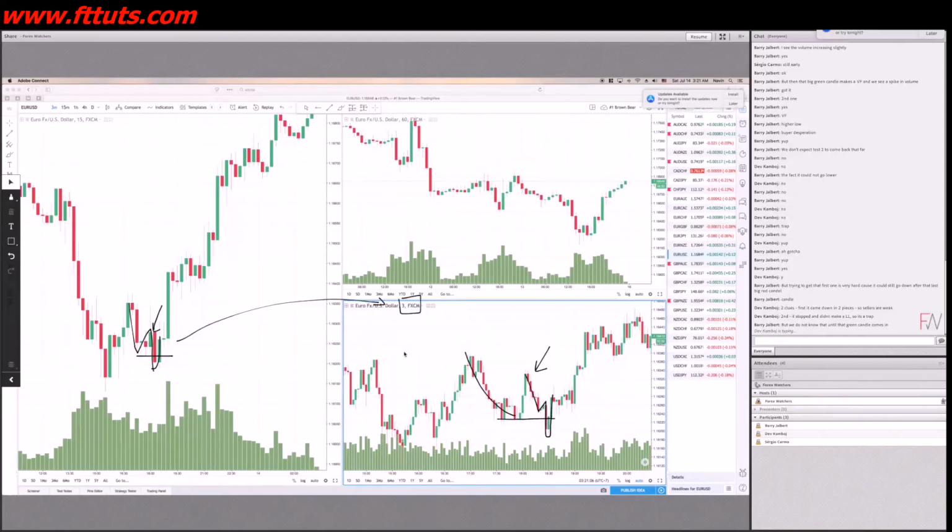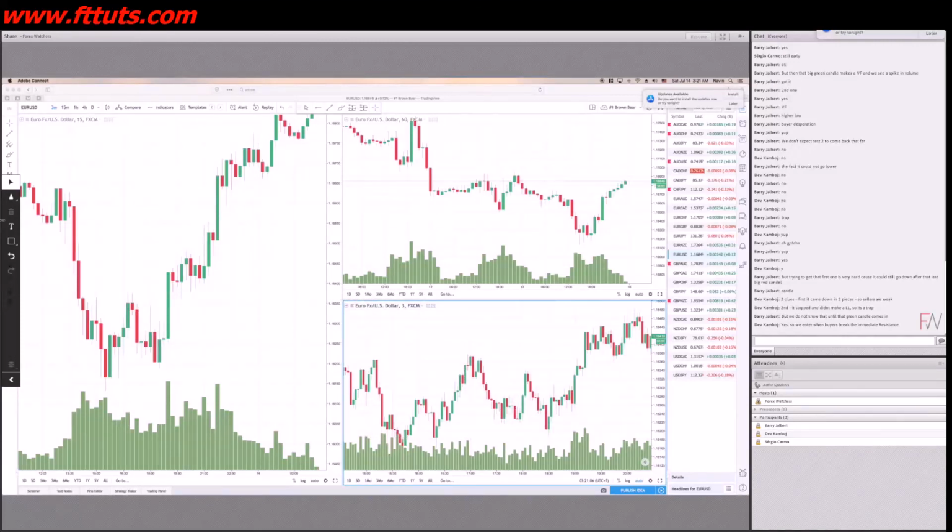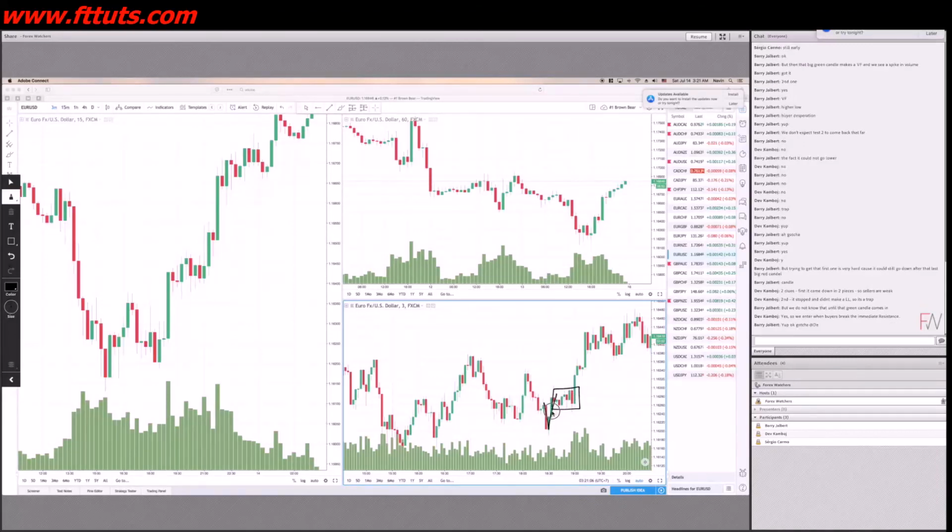Imagine if you're reading this like a V formation. What happens if that is your V formation? You have your sideways congestion there holding above that range, telling you buy it, buy it, buy it.